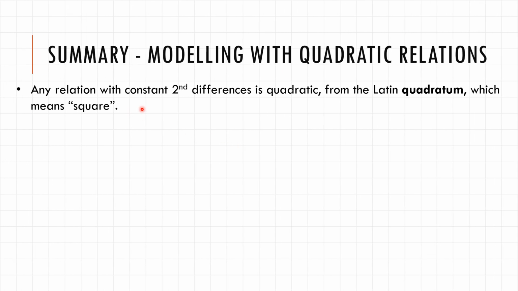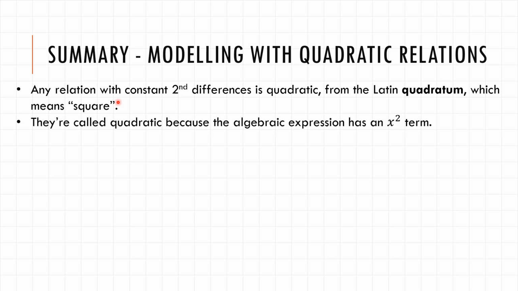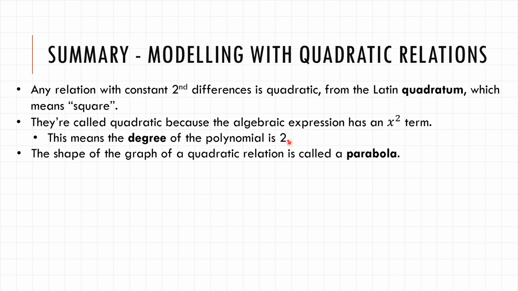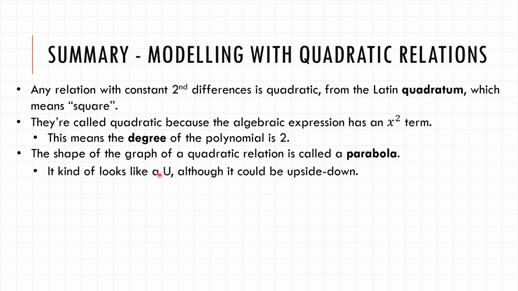To start, we began this unit by realizing that any relation that has constant second differences is a quadratic relation. That comes from the Latin word quadratum, which means square. They're called quadratic because the algebraic expression of a quadratic has an x squared term in it. The highest degree is a degree of 2. The degree of the polynomial is 2. The shape of a graph of a quadratic is called a parabola. It kind of looks like a U shape, although that could be upside down as well.